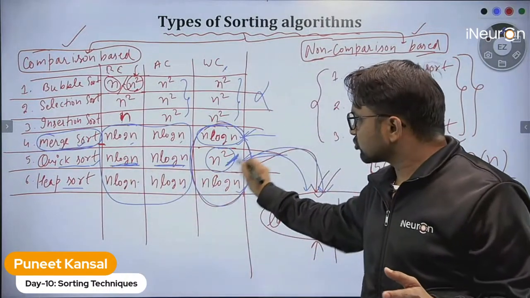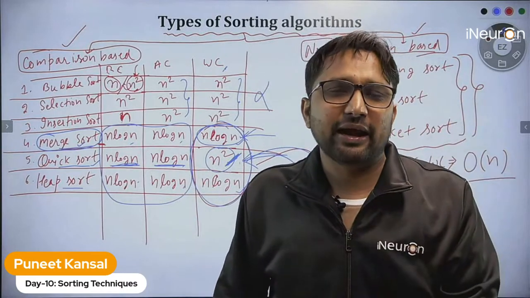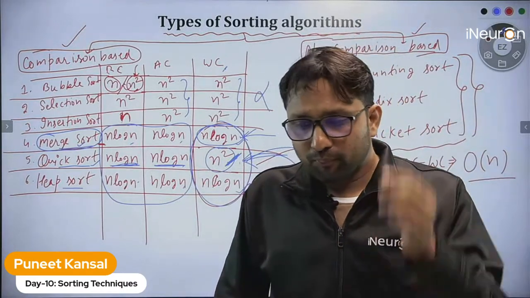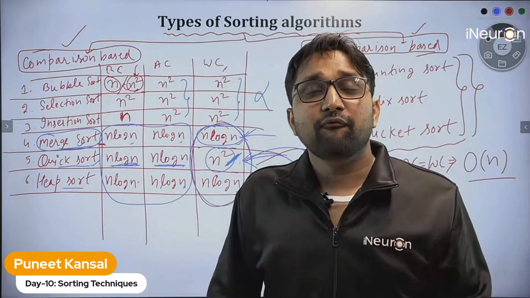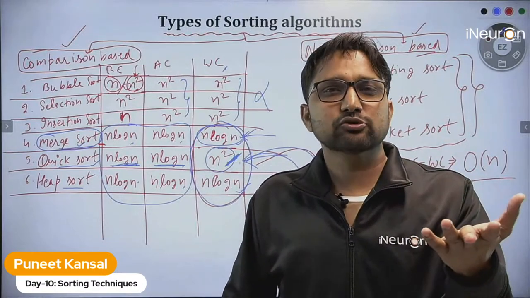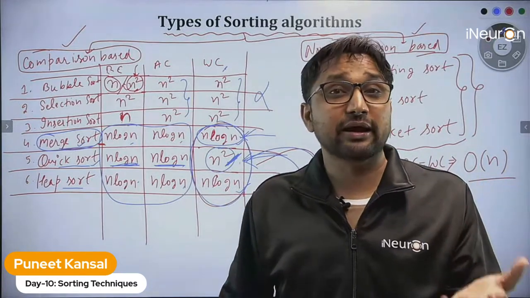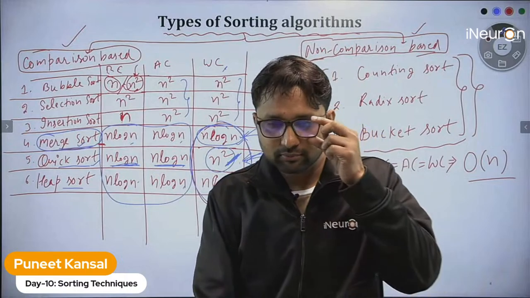Why are we writing n square here? There is only one case due to which we are writing n square. Does anybody know when quicksort will behave worst? There is only one scenario when quicksort will behave worst, meaning quicksort will take n square time. Does anybody know?